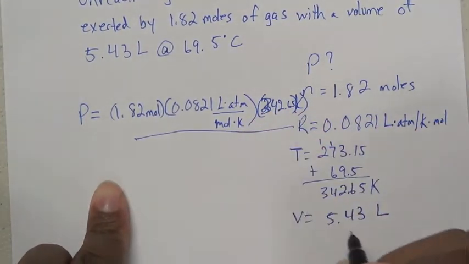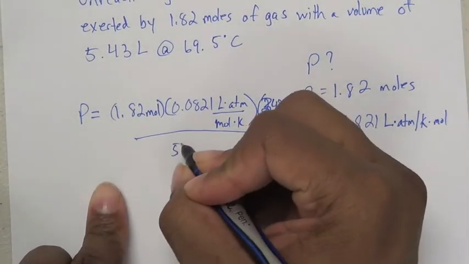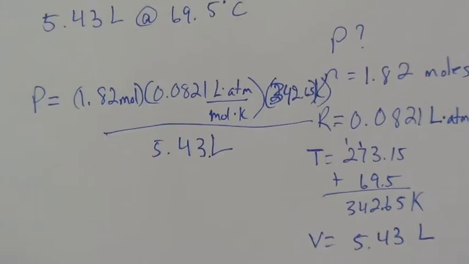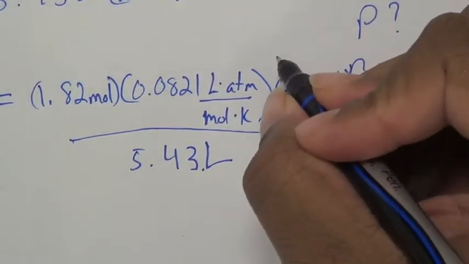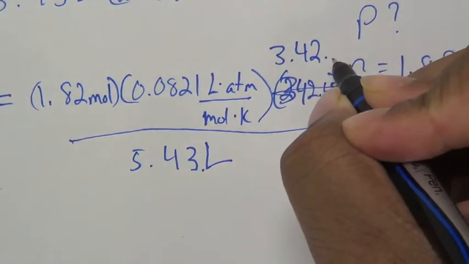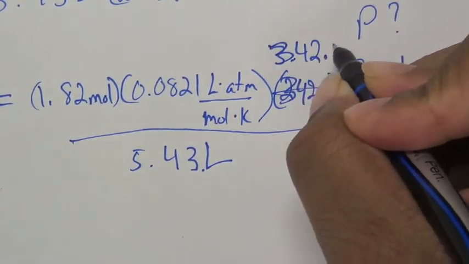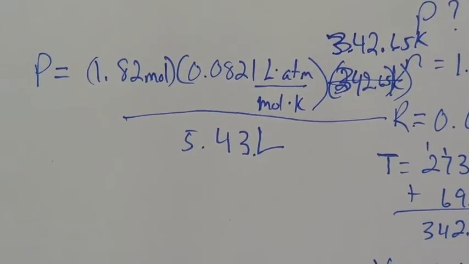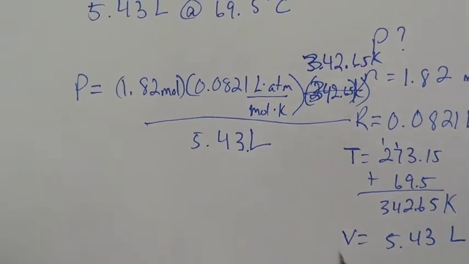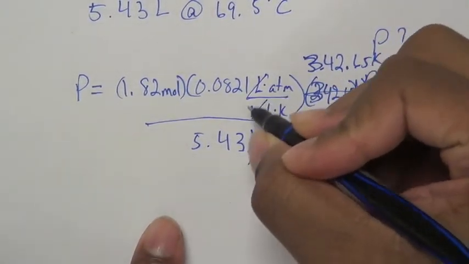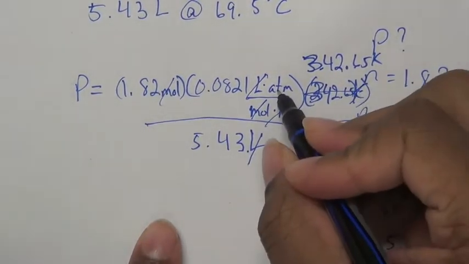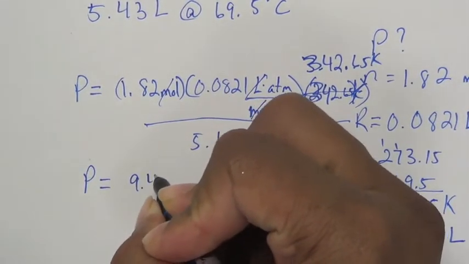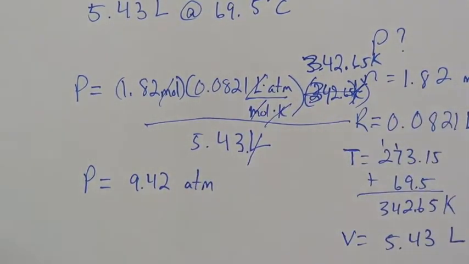over the volume, which is 5.43 liters. Now we put that in our calculator. We'll get our units, right? Because the liters cancel out, mole cancels out, and Kelvin cancels out, leaving us with atmospheres, which you know pressure is supposed to be in. So P is going to equal 9.42 atmospheres once we put that in our calculator.